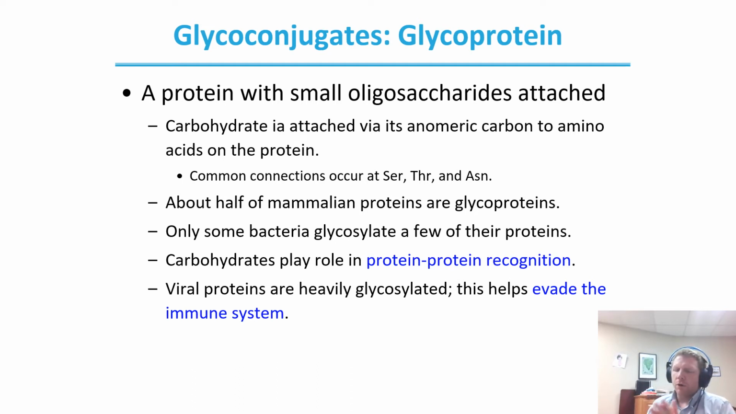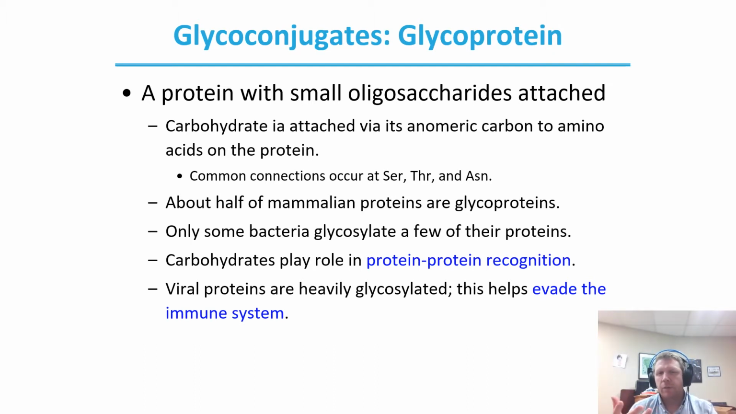So this is the last part of chapter number 7. An example of a glycoconjugate is what's known as a glycoprotein. A glycoprotein is a protein with a small oligosaccharide attached to it. Now, this carbohydrate is attached via its anomeric carbon to an amino acid on the protein.